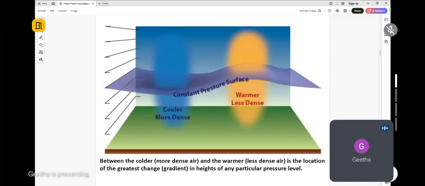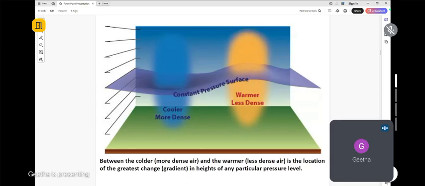If it is a constant height surface, 3 kilometers, 3.1 kilometers, 5.8 kilometers, we have some stacked heights, isn't it? So if you take a constant height surface, what will vary there is the pressure. But here the pressure is remaining constant, the height is going to vary.